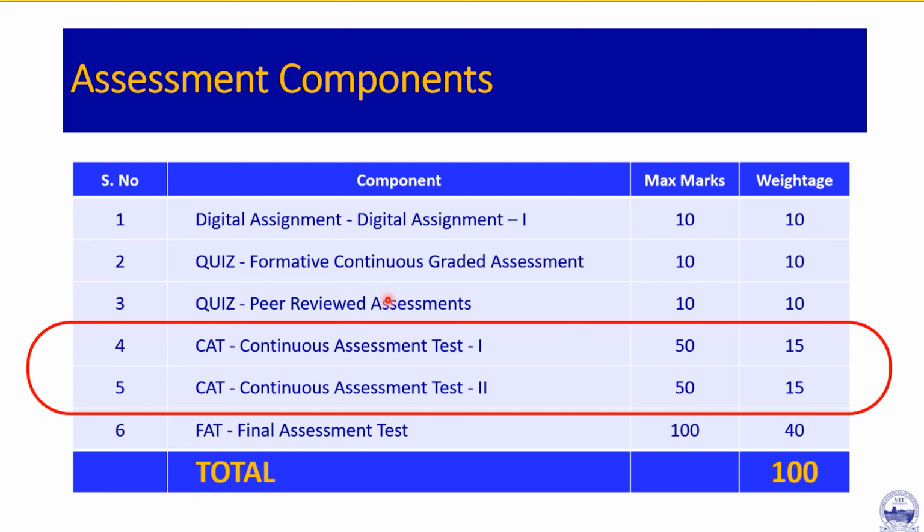Moving on, I have something called the continuous assessment test. If you look at this, you will be writing this for 50 marks. This will be converted to 15. So if you get 50 marks, you'll get 15. If you get 25, it will become 7.5 in your grade book. That is the meaning of this weightage.